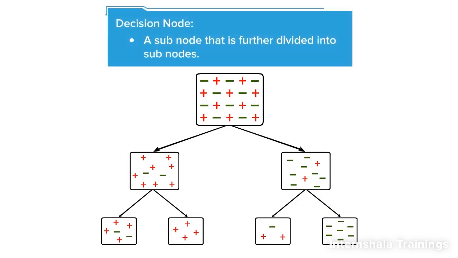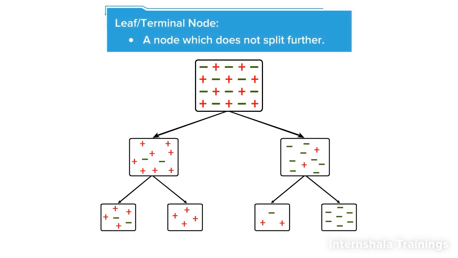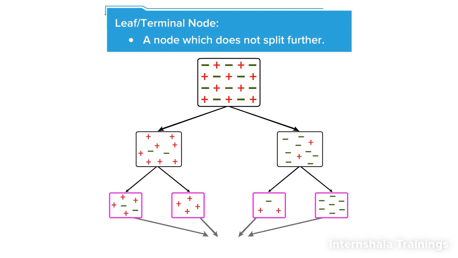When a subnode is further divided into subnodes, then the initial subnode is known as decision node. So here, these two highlighted nodes are the decision nodes. Now, the nodes which do not split further are known as leaf or terminal nodes. Here, these four nodes do not split further, and hence these are the terminal nodes.